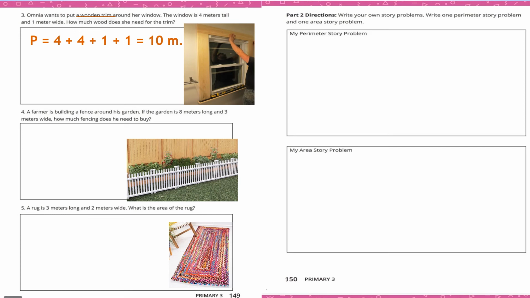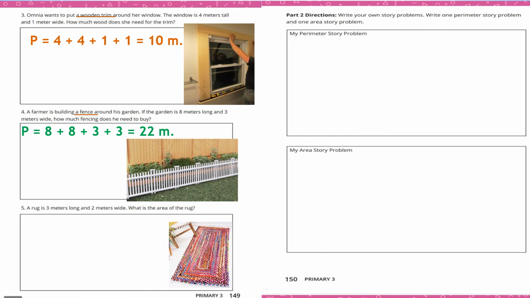Number 4, a farmer is building a fence around his garden. If the garden is 8 meters long and 3 meters wide, how much fencing does he need to buy? So the fence around the garden, it's like the perimeter around the shape. We know that the length is 8 and the width is 3. So the perimeter here will be 8 plus 8 plus 3 plus 3. The total equals 22 meters.